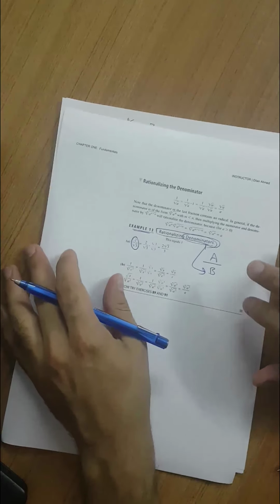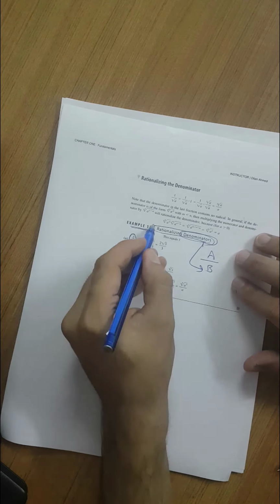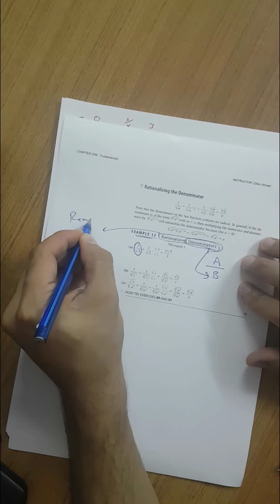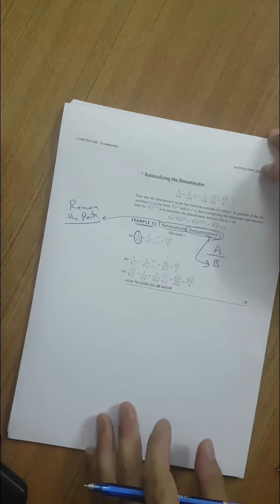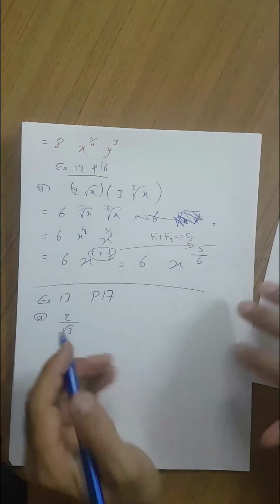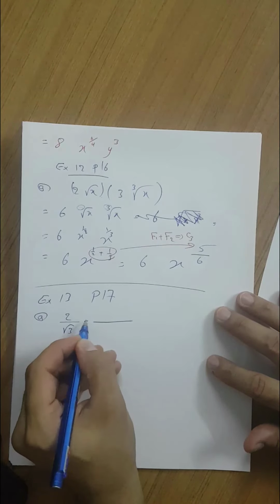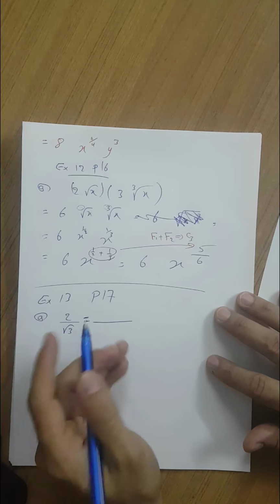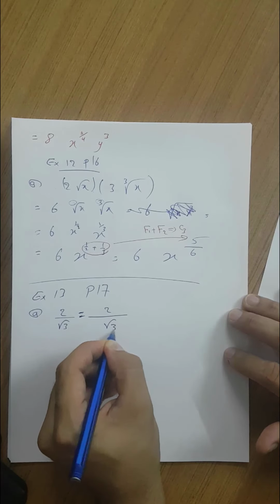Rationalizing means to remove the square roots, remove the roots. So how do we remove the roots, how do we eliminate or cancel them? By something like a conjugate. When I say conjugate, it means multiplying by the conjugate. But here it's not our conjugate. We just write this one.